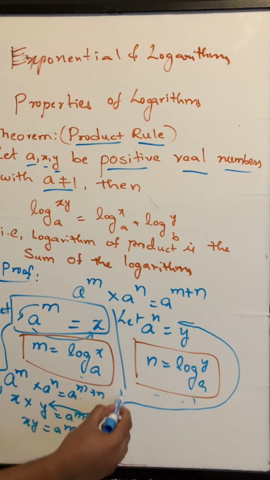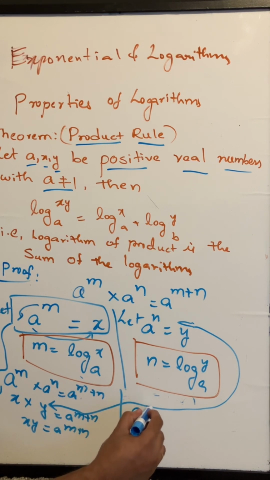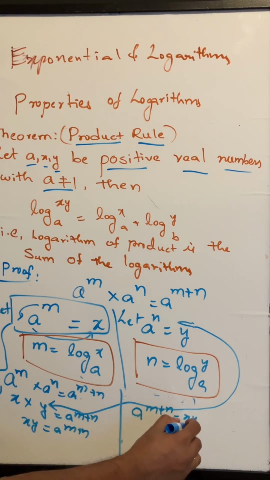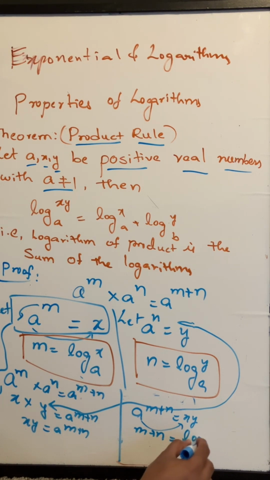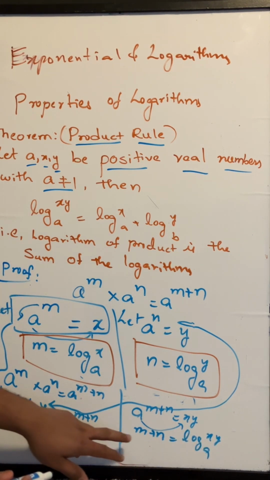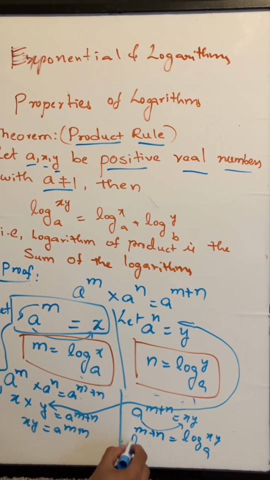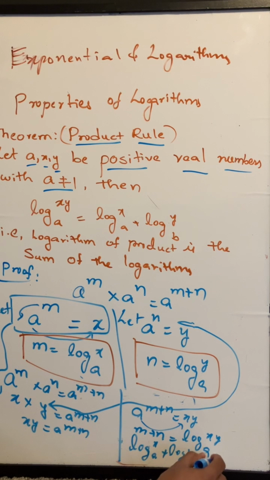If you write the logarithm of this one, a to the power of m plus n equal to xy, then pushing to the other side of the equals, it becomes m plus n equal to log xy base a. What is m? Log x base a. What is n? Log y base a. Equal to log xy base a. So we proved the statement. Good. Hence proved, or whatever you want to write.